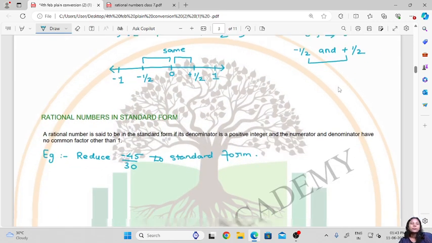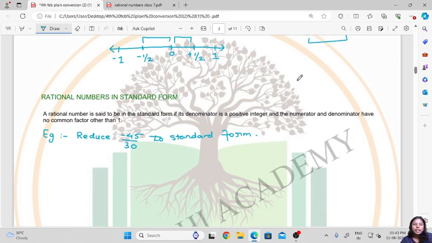Now moving ahead, let's see rational numbers in standard form. When we say rational numbers in standard form, a rational number is said to be in standard form if its denominator is a positive integer and the numerator and denominator have no common factor other than 1. To understand this, let's take an example: -45 by 30. The first thing is that for the rational number to be in standard form, the denominator should be a positive integer, and here we have our denominator that is a positive integer.